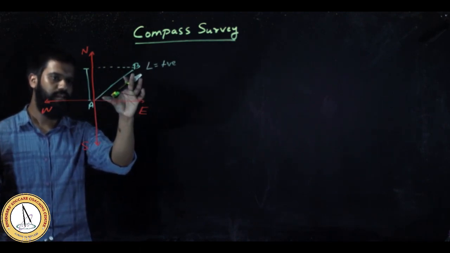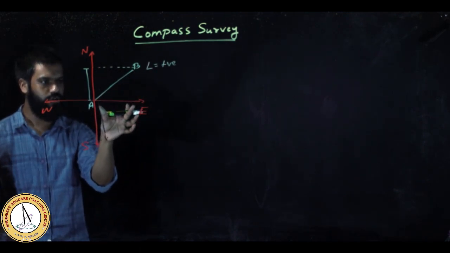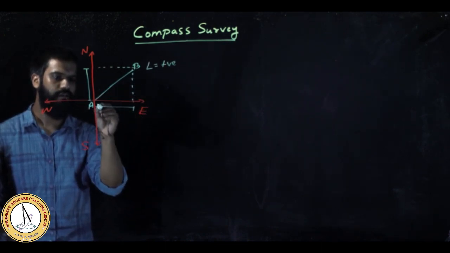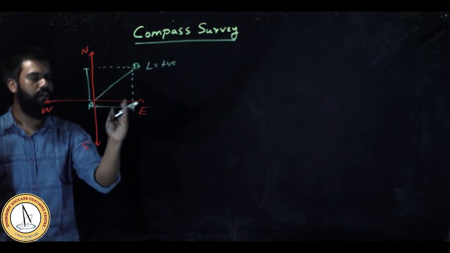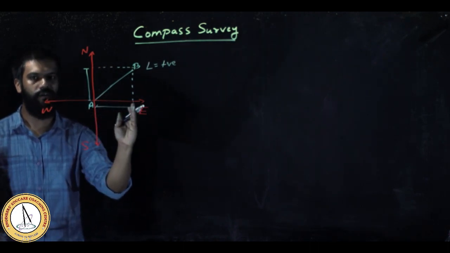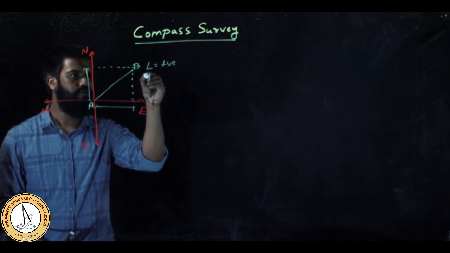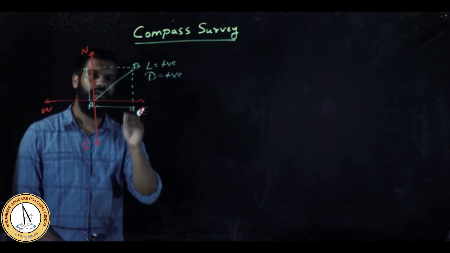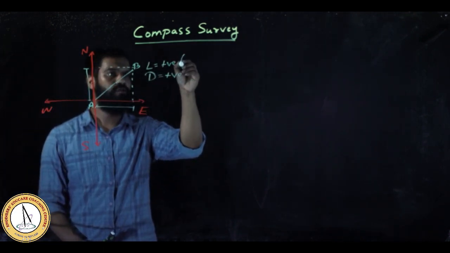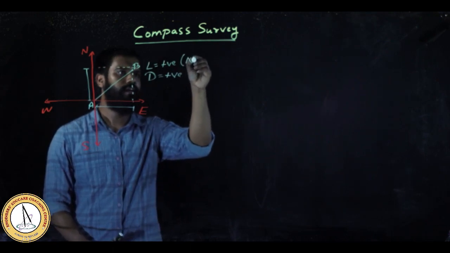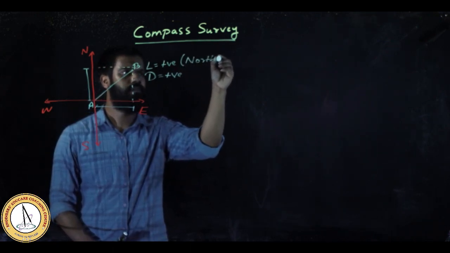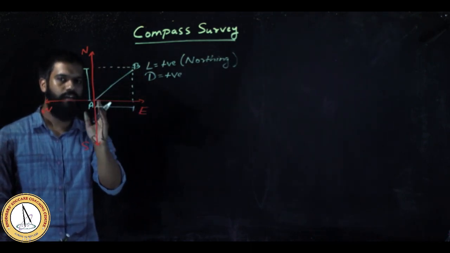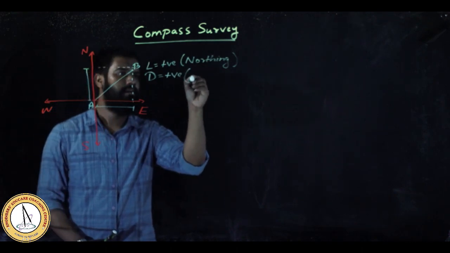Now if I consider the same thing, this AB line projection on the east-west axis, here also you can see this is the departure, and it is on the right side, or you can say the positive side of the x-axis. That means here also you will find the numerical value of departure to be positive. In this case we can name our latitude in a different form, that is northing, and our departure, as it is on the east side, will be easting.